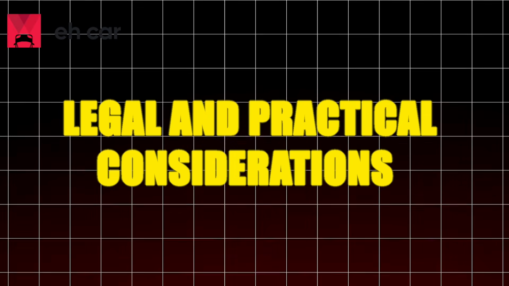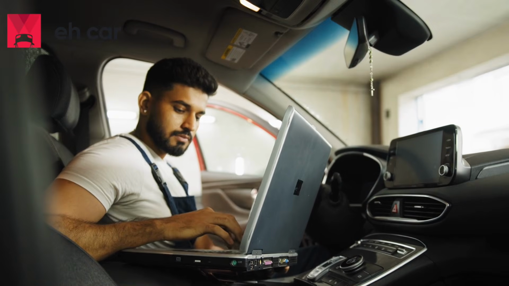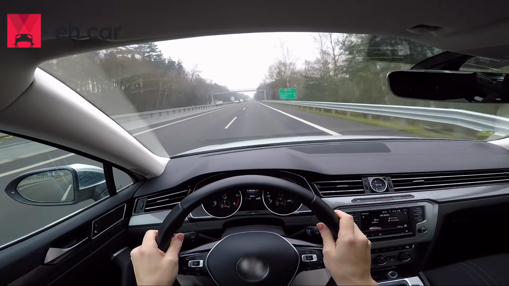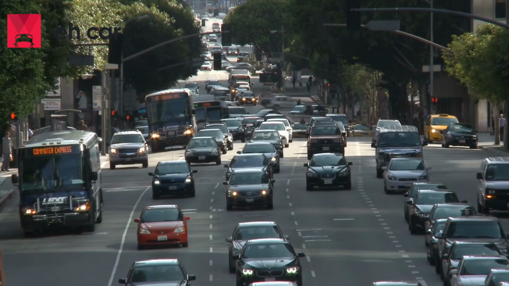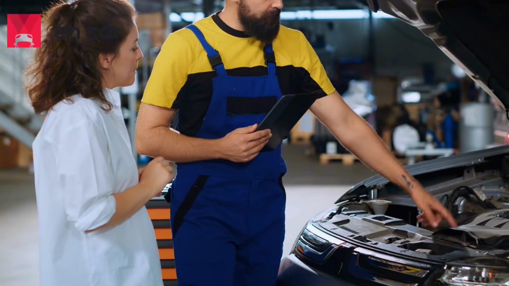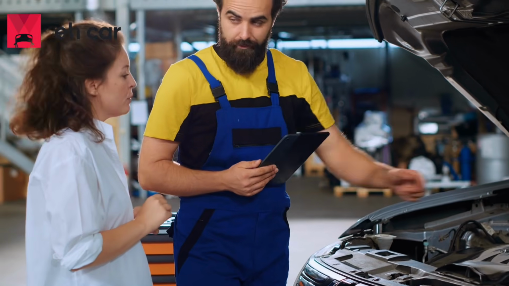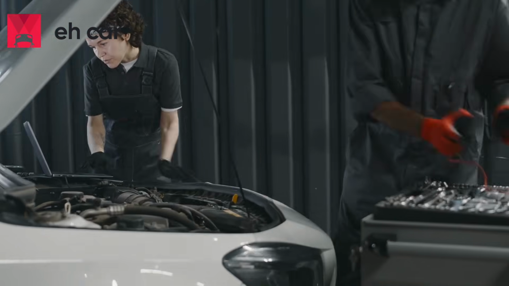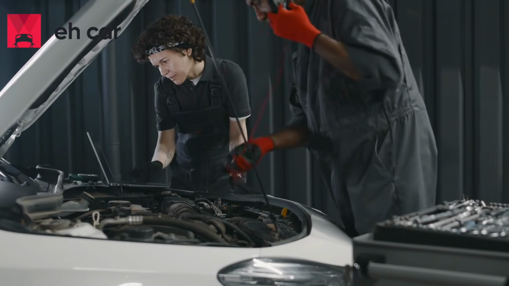Legal and practical considerations. Deleting oxygen sensors on vehicles driven on public roads may violate emissions laws depending on location. Even if the engine runs well, inspections may fail if readiness monitors are missing. This is why many people delete sensors only after switching the vehicle to off-road or track-only use. Knowing the rules where the vehicle is operated is essential.